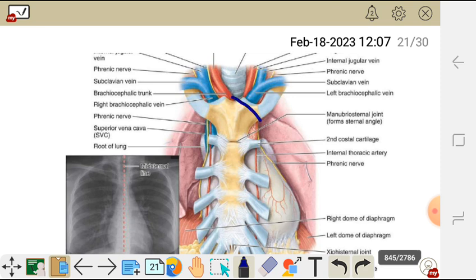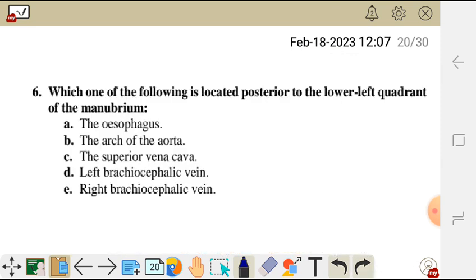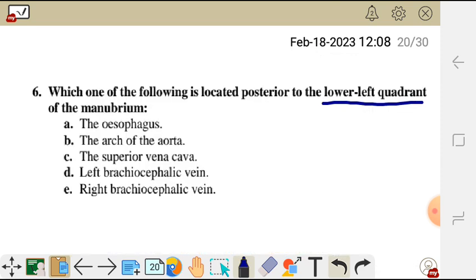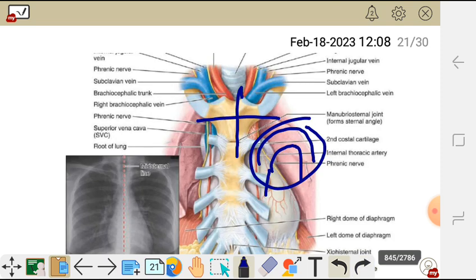So this picture here, this is the manubrium there. Then if you divide it into quadrants, we have the right lower and upper and left lower and upper. So the question is asking about the lower left quadrant. In the lower left quadrant here, that's where we find the aortic arch, which is ascending and forming the descending aorta. So that arch there is in the lower left quadrant. So the correct answer is B for question 6. We move on to question 7.